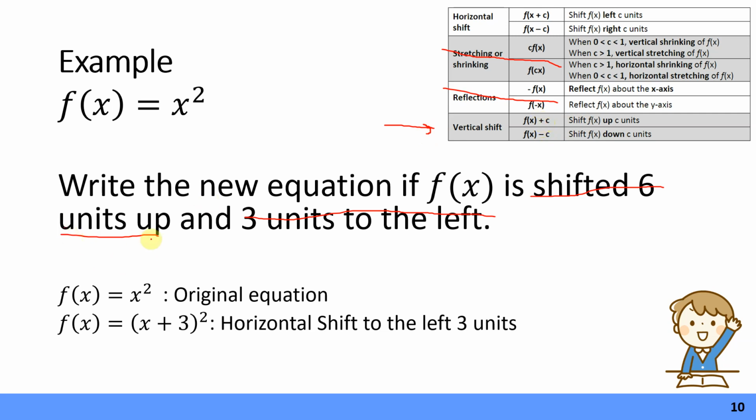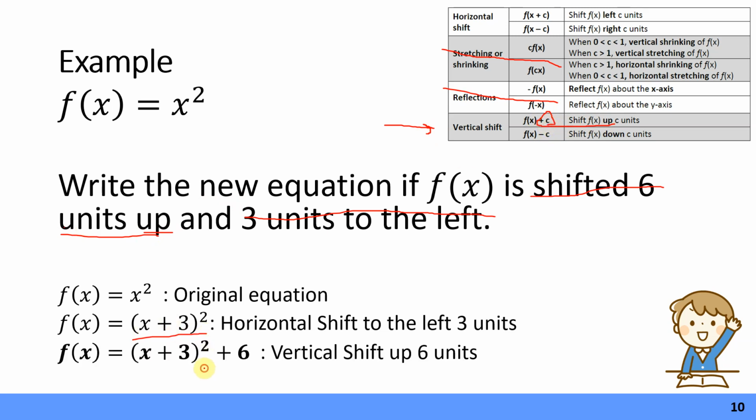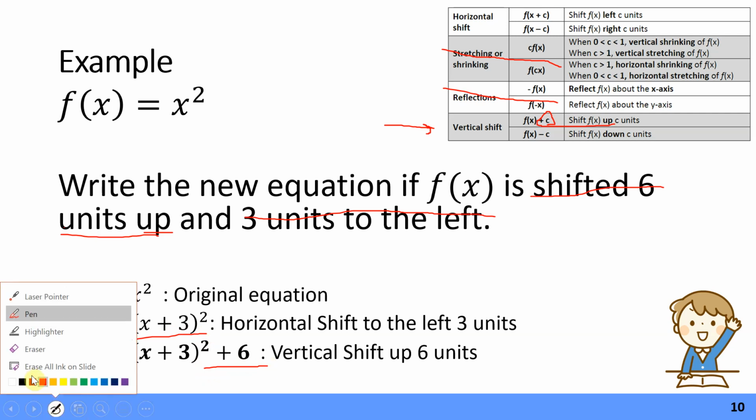Now, since it's 6 units up, that means that, let's go look at the table. When I go up, the number has to be positive. So that means I'm going to get this equation. And if you notice, all I did was add a 6 at the very end. And there you go. That's actually your answer, right?